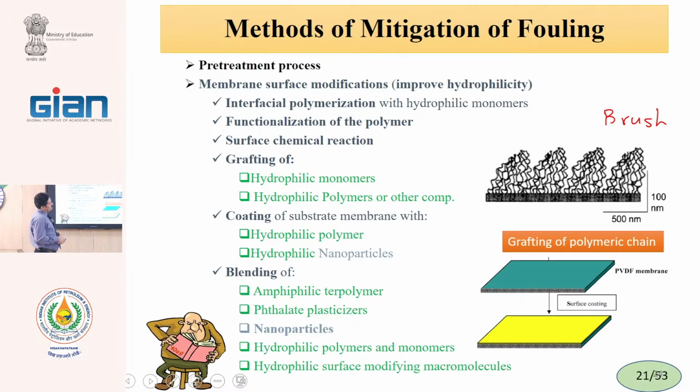Or we can coat. We know coating is the physical attachment, but grafting is chemical attachment. If we prepare this layer with a graft, it is better than the coat because the stability is higher. Or we can blend different hydrophilic nanoparticles and polymers or macromolecules to modify the hydrophilicity of the membrane during the membrane fabrication.